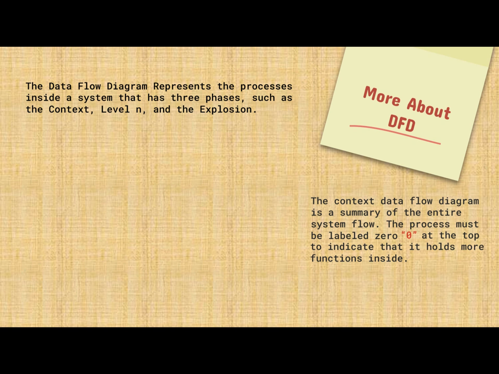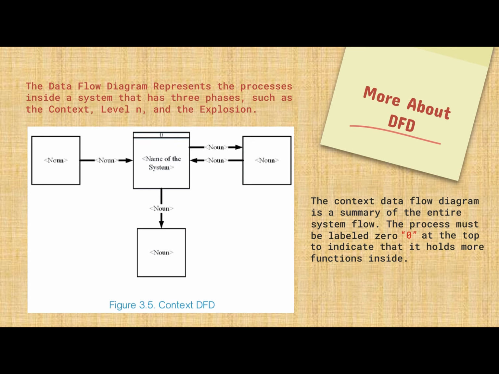The data flow diagram represents the processes inside the system that has three phases, such as the context, level N, and the explosion. The context data flow diagram is a summary of the entire system flow. The process must be labeled 0 at the top to indicate that it holds more functions inside.